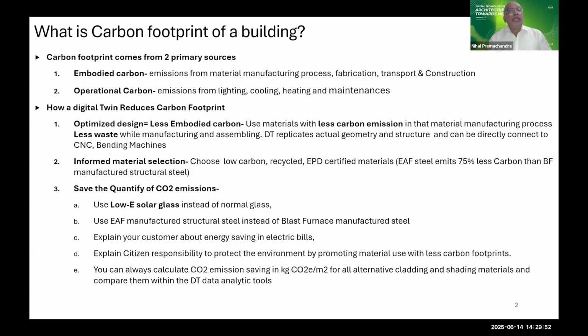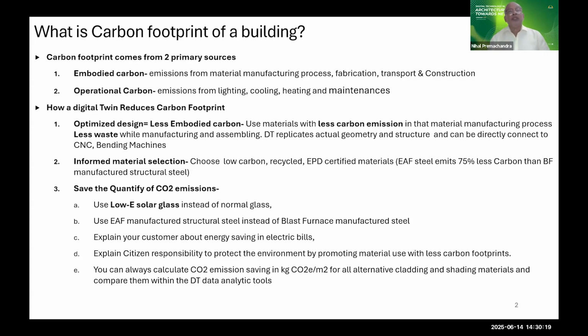And the other source is operational carbon. Now, when you finish your building and you have to put lighting, cooling systems, heating, and maintenance, there again, you are burning fuel where you will emit carbon into the atmosphere. You are sort of disturbing our environment. Now, our professional responsibility is to reduce this particular emission.